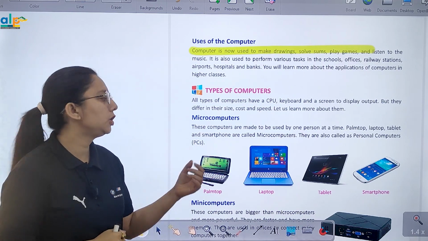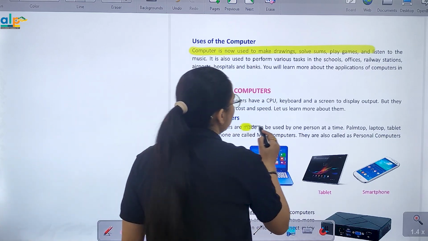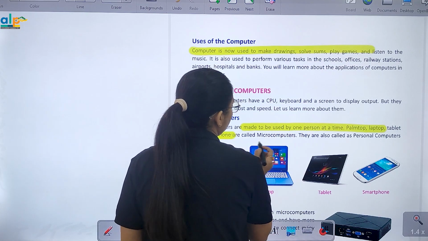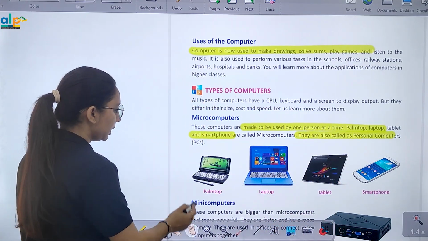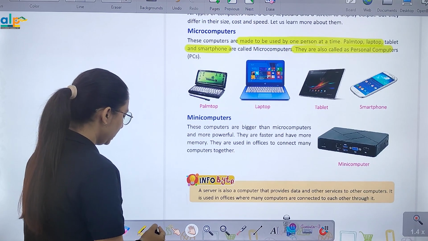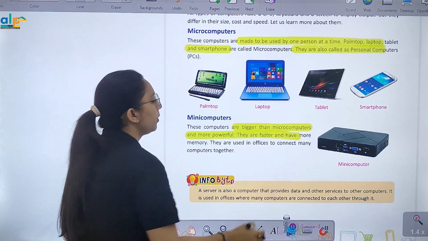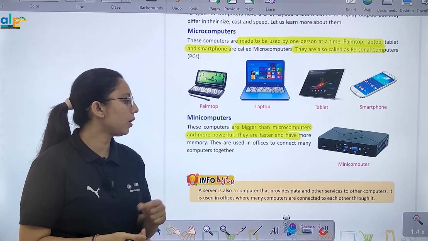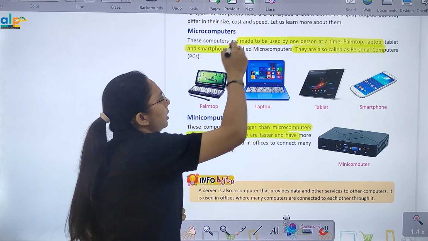But we have differentiated them, like microcomputer. They are computers that are made to be used by one person at a time, like palmtop, laptop, tablet, and smartphone. They are also called personal computers. इनको हम personal computer भी कहते हैं. Then we have minicomputers. These are computers that are bigger than microcomputers and more powerful. ये faster हैं, इनकी ज़्यादा memory होती है and they are used in offices to connect many computers together. ठीक है, हम इनको offices में use करते हैं, right?